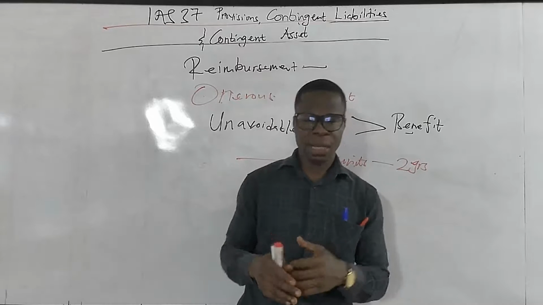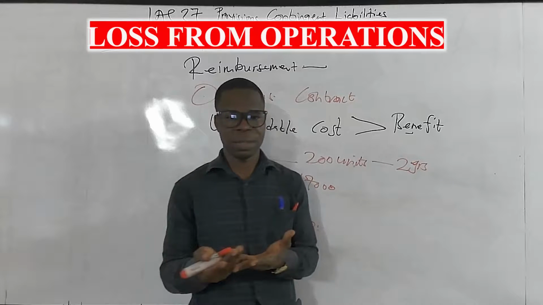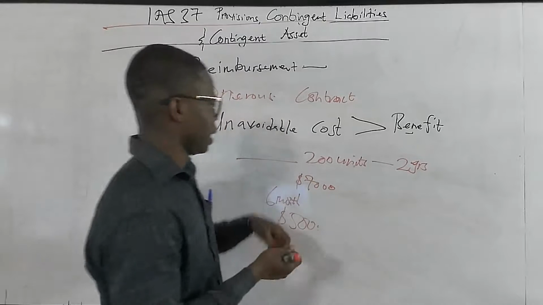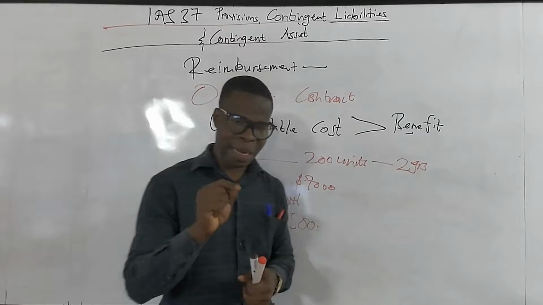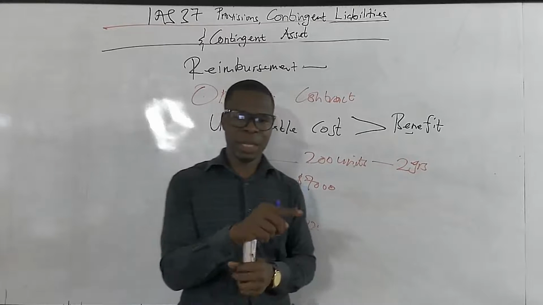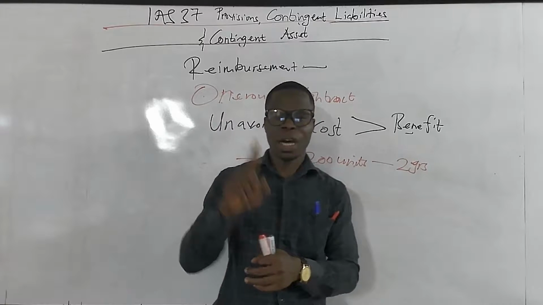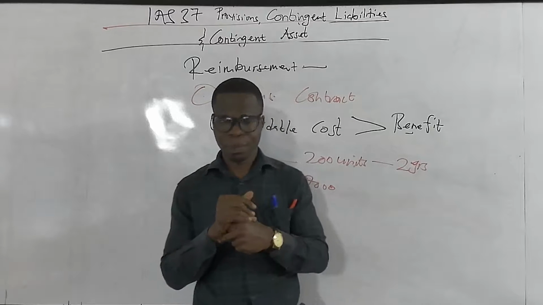Another one is loss from operating, or future operating losses. So future operating losses, just like the onerous contract. Remember that a provision must meet a criterion, which is what? Present obligation. But here we are saying future operating losses. That has already violated that particular criterion.